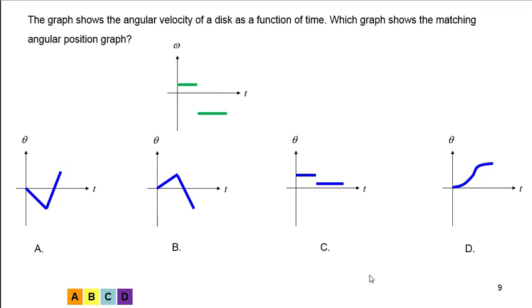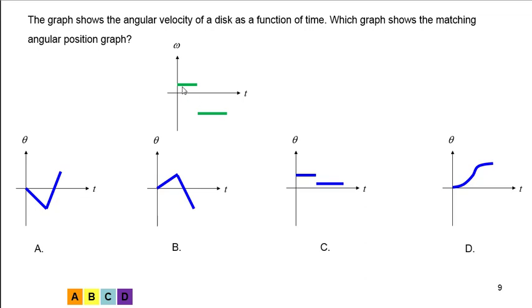Okay, so keeping in mind these relationships, these are kind of the calculus relationships, try to find the match. This is my angular velocity as a function of time, and I want to find which one of these theta as a function of time graphs matches it. So take some time and try to work through it.